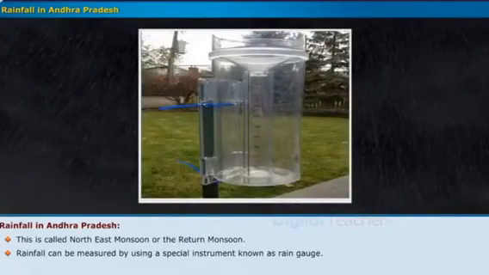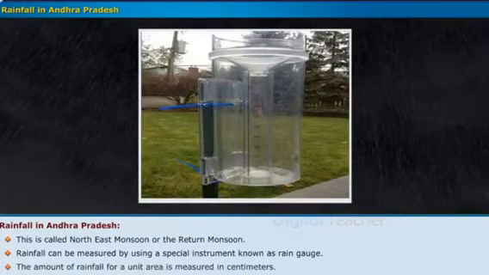Rainfall can be measured by using a special instrument known as a rain gauge. The amount of rainfall for a unit area is measured in centimeters.